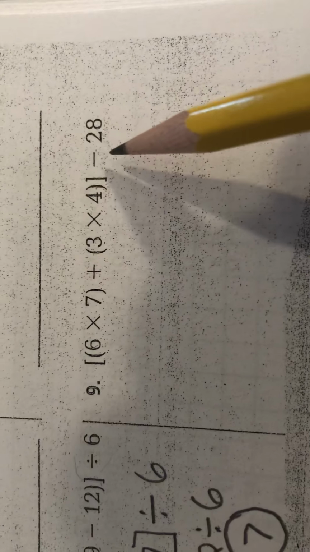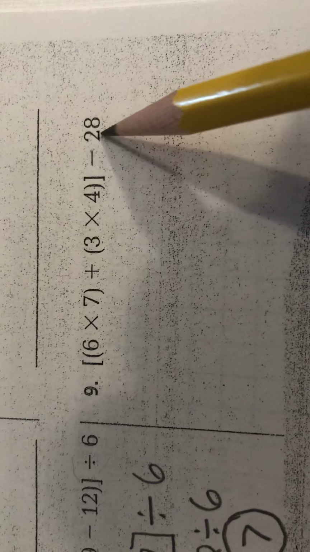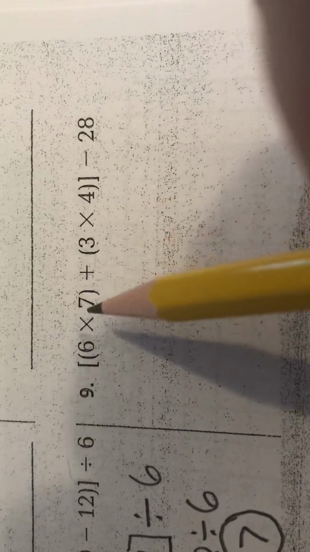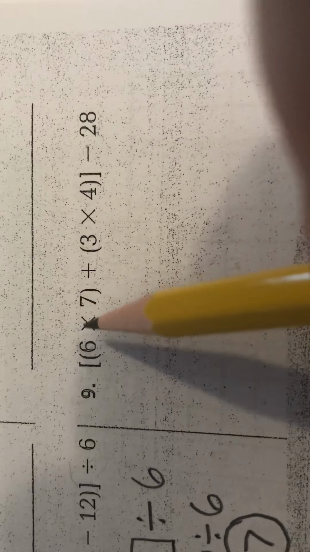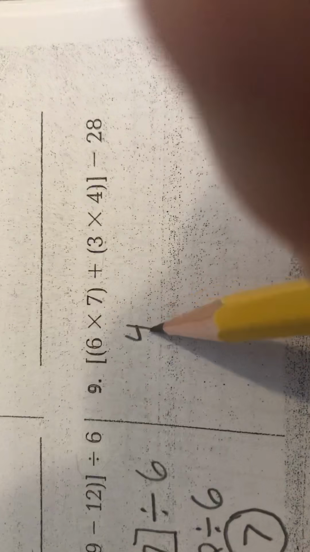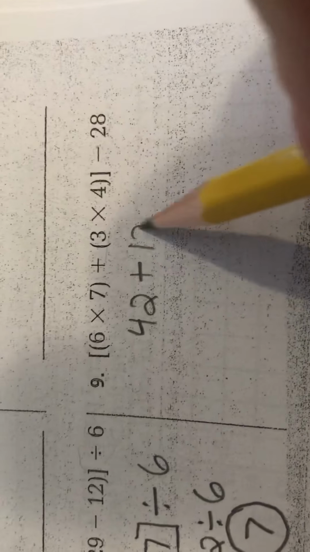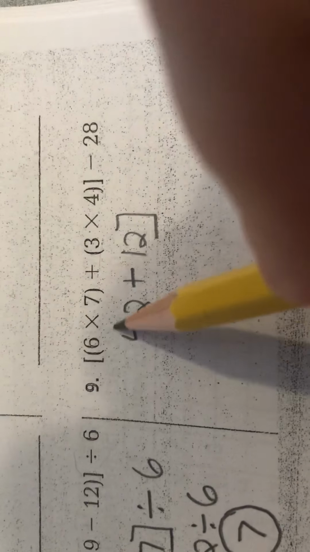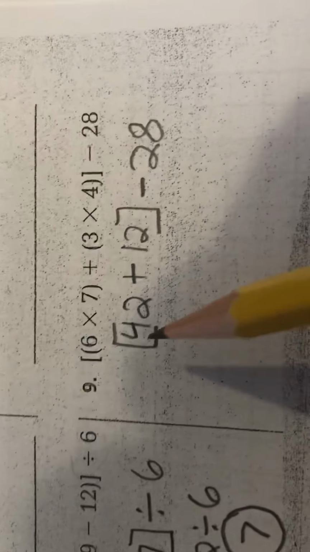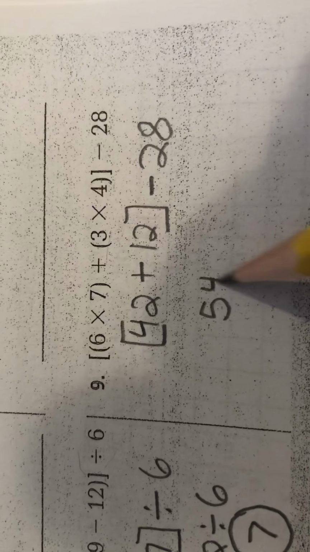Okay, so again, this time the brackets are once again before this final operation. So we're going to do what's inside the brackets first, then what's inside the parentheses. Okay, so 6 times 7 is 42, plus 3 times 4 is 12. These are still inside the brackets. I still need to do this before I multiply by 28. So 42 plus 12 is 54, right?